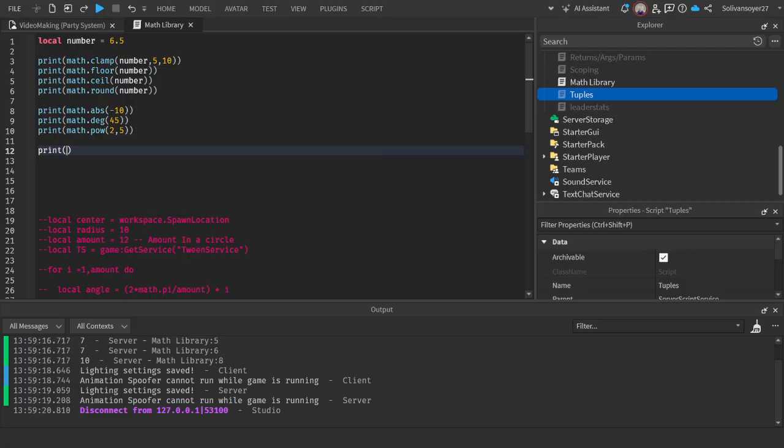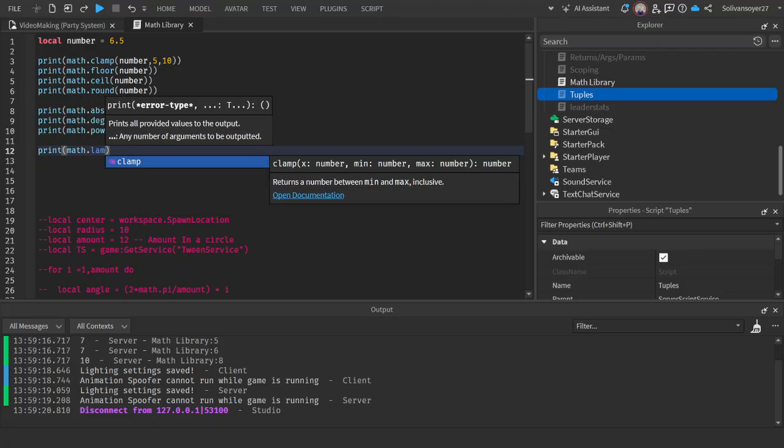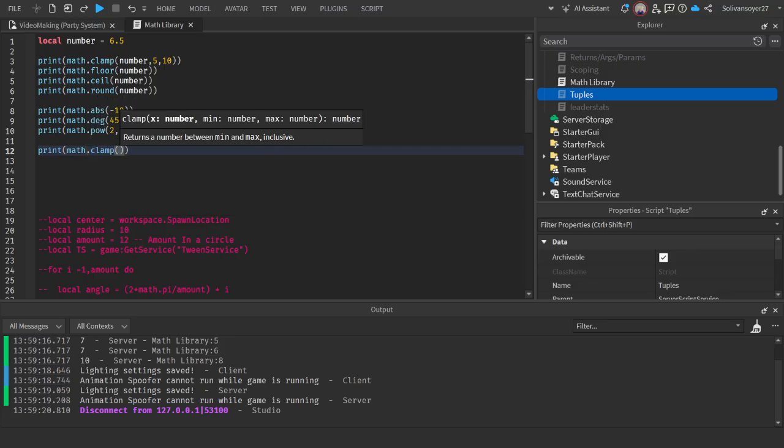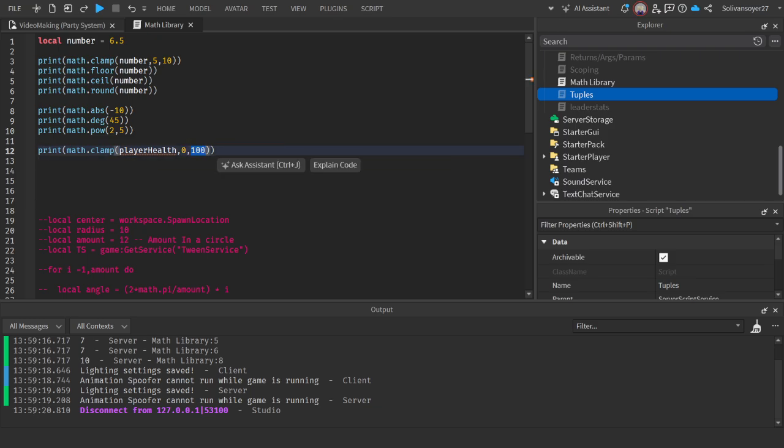But one way I use the math library is clamp. I clamp my player's health. I pass in player health, and I'm clamping it from 0 to 100. I don't want it to go below 0. If it's 0, he died. I don't want him to go above 100. His max is 100. If it's 100, give me back 100. If it's below 0, give me back 0. He's dead. It's a great way to use math.clamp.